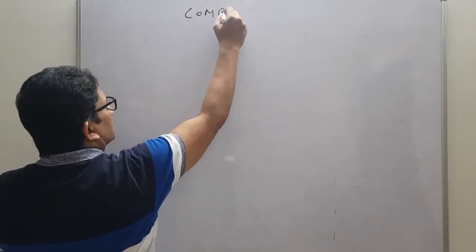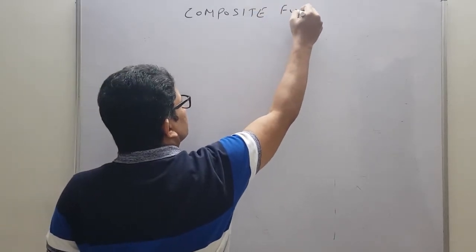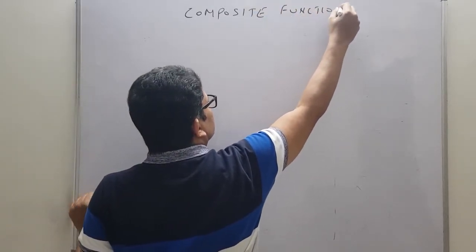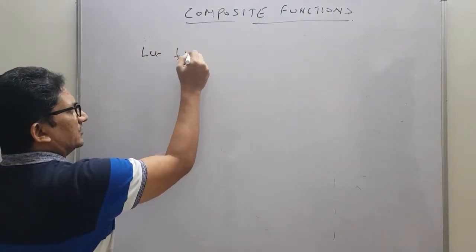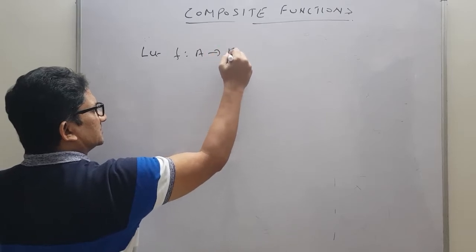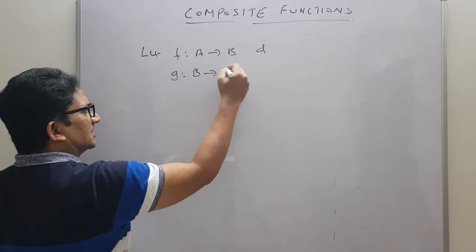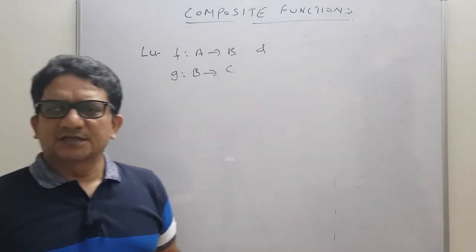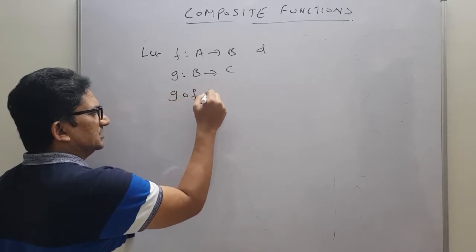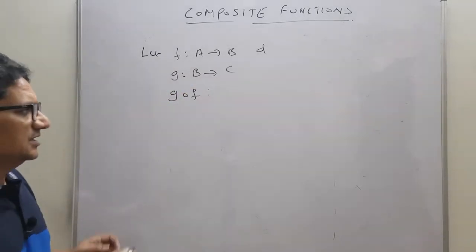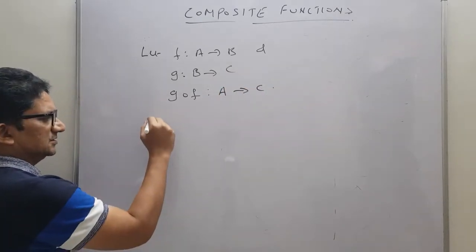Next topic in functions, we will see composite functions. Let f: A to B be a function and g: B to C be another function. Then there exists a function from A to C of this type, g circle f. That is the mapping mechanism.